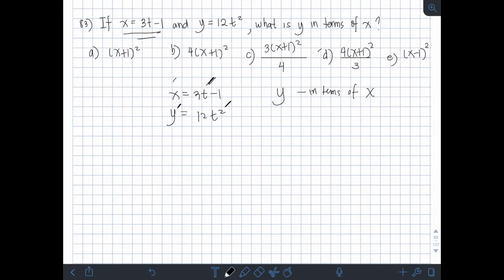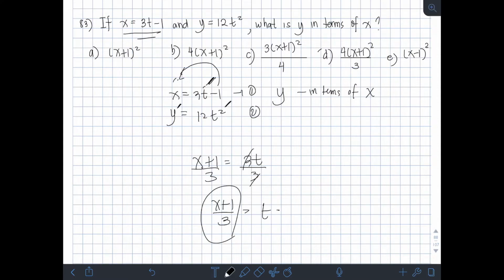So, pwede natin gawin is, isolve natin ngayon tong equation 1. So, equation 1 to, equation 2 to. Isolve natin ngayon tong t explicitly in terms of x. So, therefore, transpose ko dito si negative 1. X plus 1 is equal to 3t. So, divide both sides by 3. X plus 1 over 3 is equal to t. So, ngayon, itong t, in terms of x, isa-substitute ko dito sa equation 2 para maging y solved explicitly na lang in terms of x.